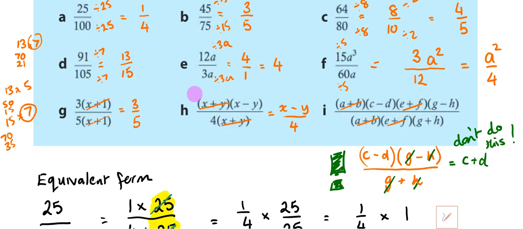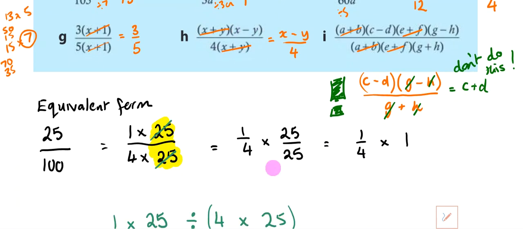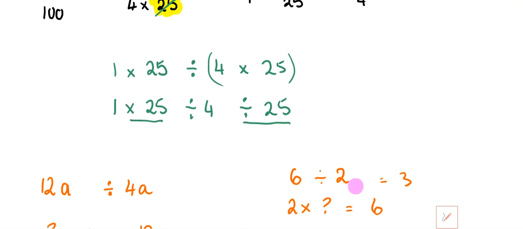If, for instance, I were to write this one in a different way, all right? Let's do that. So x plus y, x minus y. Let's have a look what it would be in a different way.